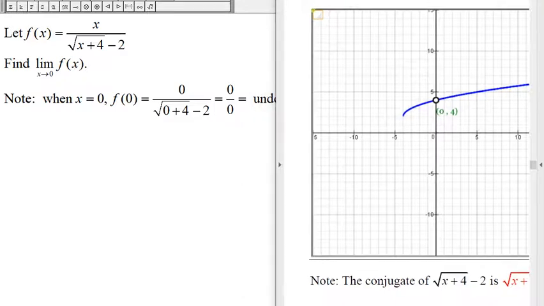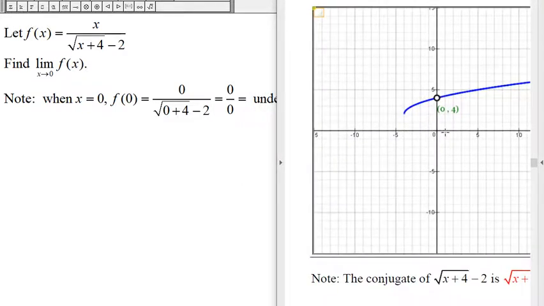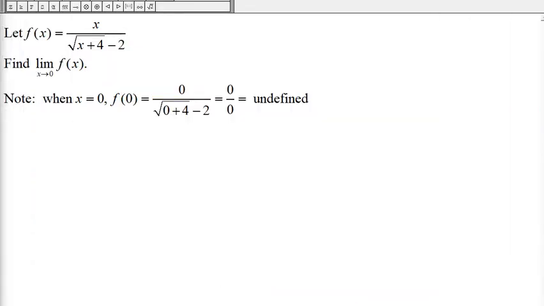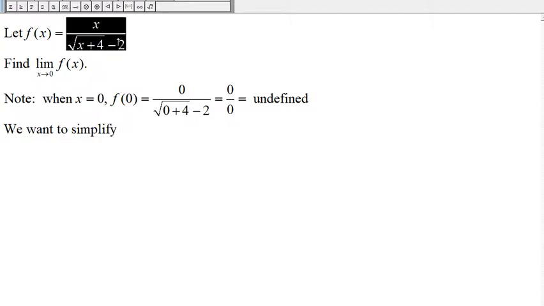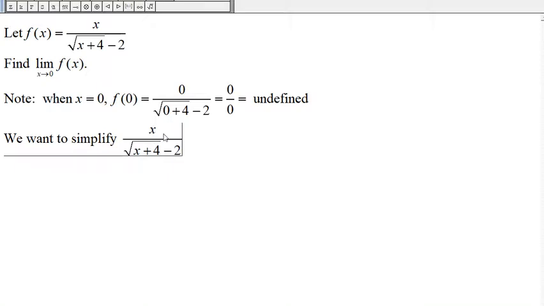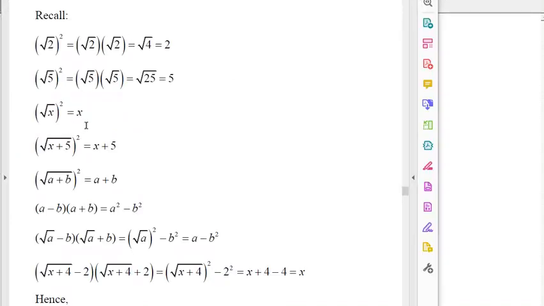So we look at the graph again. We see that the limit from the left side is 4, limit from the right side is 4. And so what we need to do is this: simplify this expression right here and see if we can get 4 out of it. And to simplify an expression like that, notice the following.